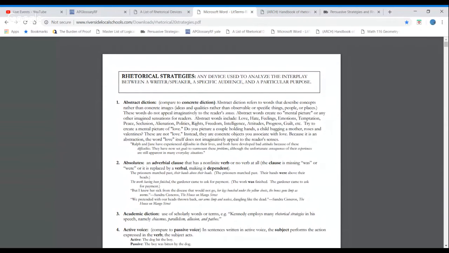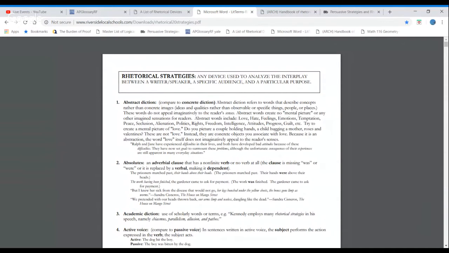Abstract diction. Compared to concrete diction, abstract diction refers to words that describe concepts rather than concrete images, ideas and qualities rather than observable or specific things, people, or places. These words do not appeal imaginatively to the reader's senses. Abstract words create no mental picture or any other imagined sensations for readers. Abstract words include love, hate, feelings, emotions, temptation, peace, seclusion, alienation, politics, rights, freedom, intelligence, attitudes, progress, guilt, etc.